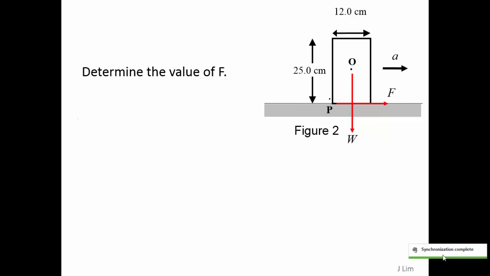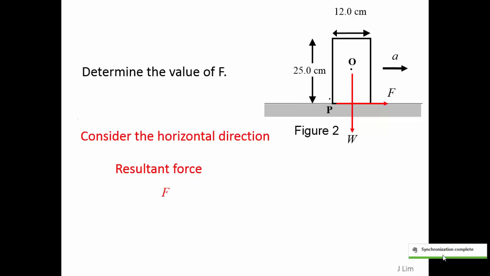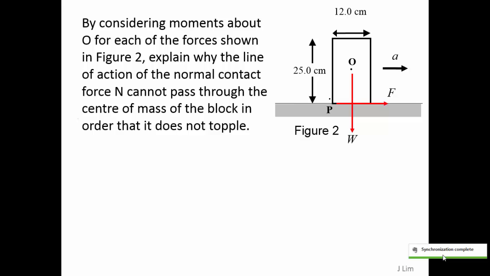Determine the value of F. Consider the horizontal direction. The resultant force is F and is equal to ma given by Newton's second law, and this is 1.6 Newton.